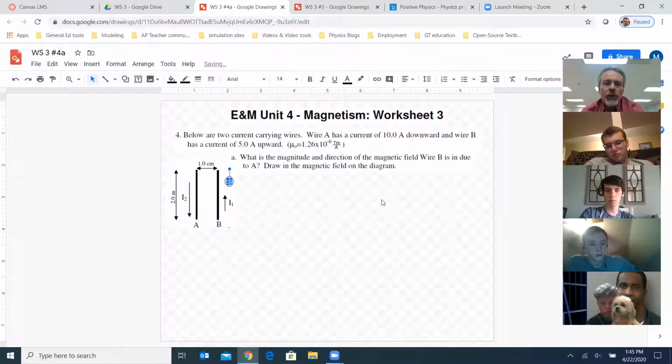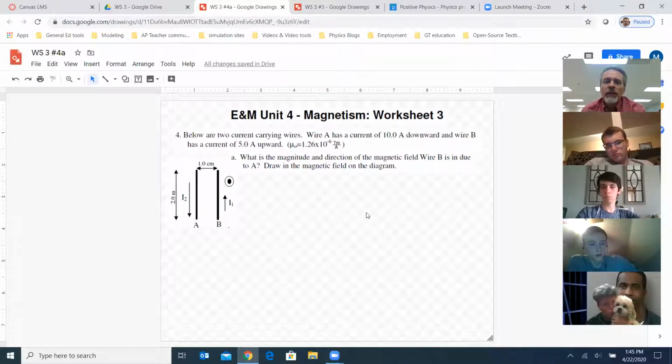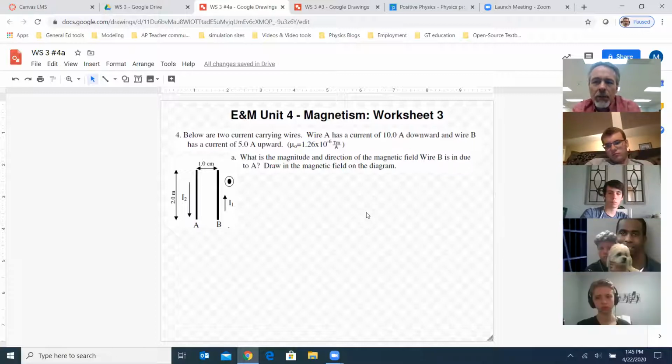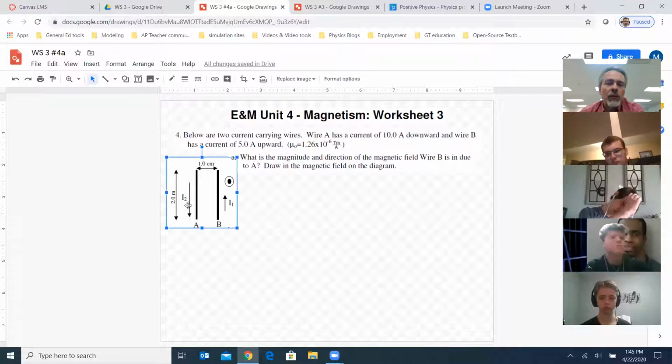So the question I have for you is, how would you figure out the magnitude of the magnetic field? We just used the right-hand rule to figure out the direction, out of the page. But how would you figure out the magnitude of it? Ampere's law? Yeah, Ampere's law. That was the closed integral of B dot dl equals mu naught times I enclosed. And the I enclosed is going to be this I2 over here.